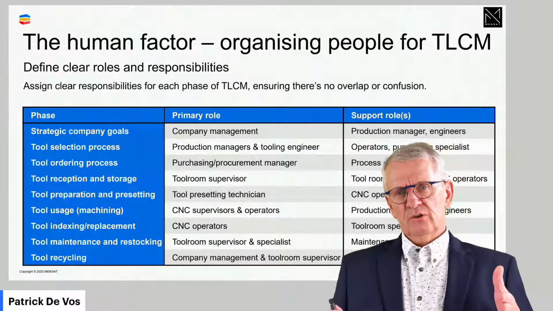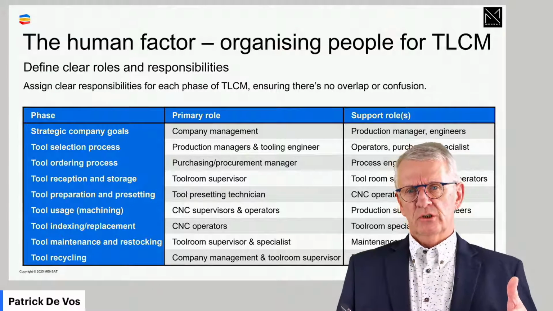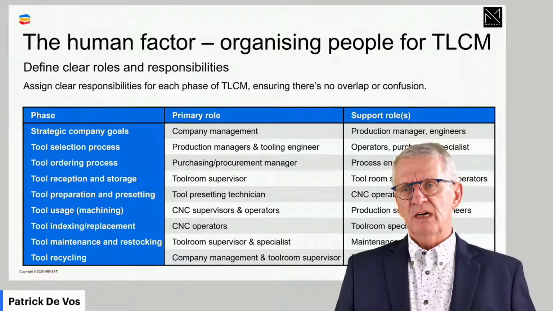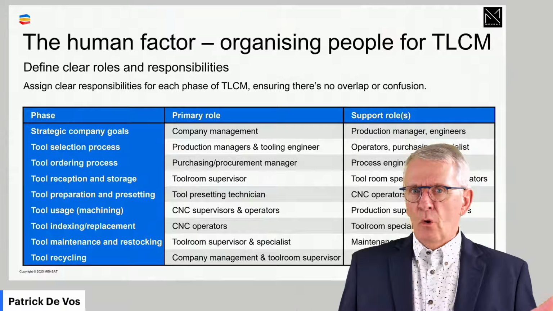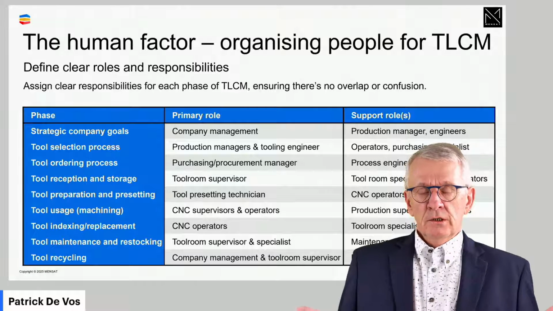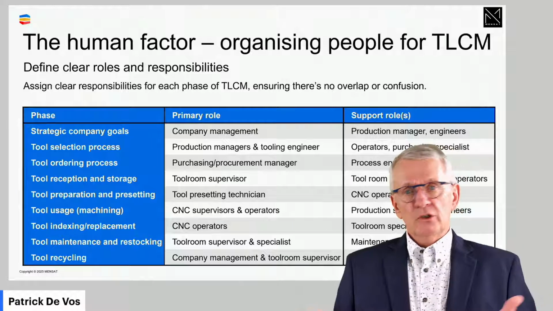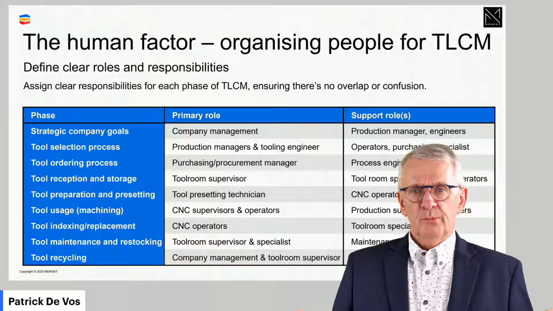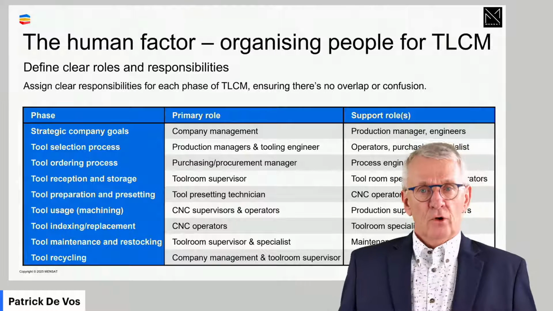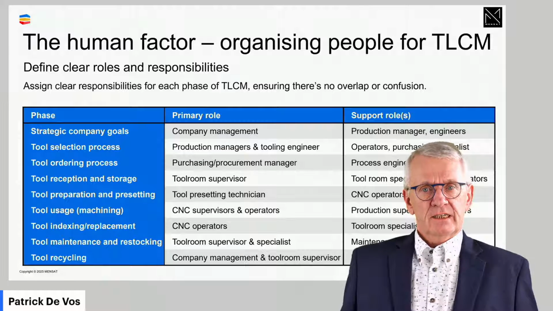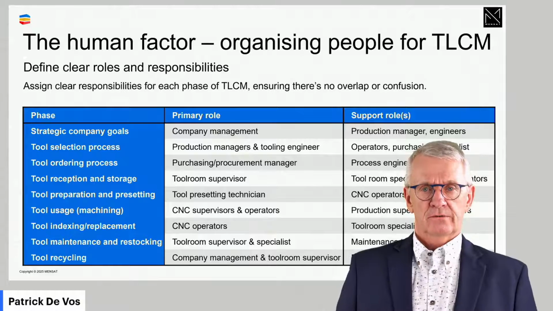And if you want to go for a total tool life cycle management structure, a total tool life which is maximized through it, this involves everybody in the company, from company management through production management, purchasers, logistic people, maintenance people, tool room people, operators, foremen, everybody is involved in this. They all have to work together and they all have their little task to take care of.